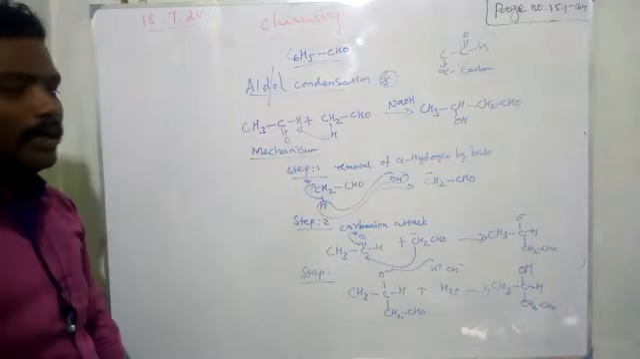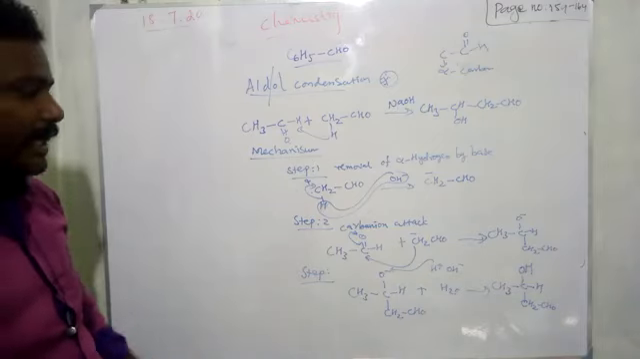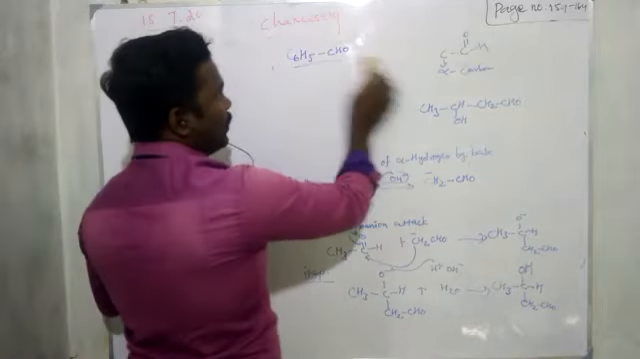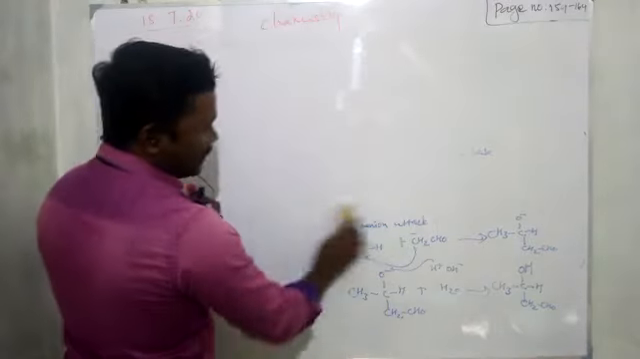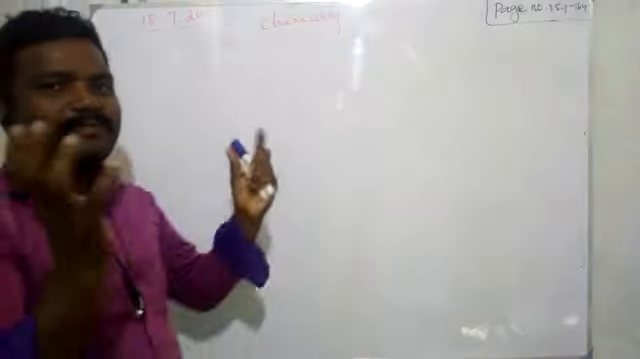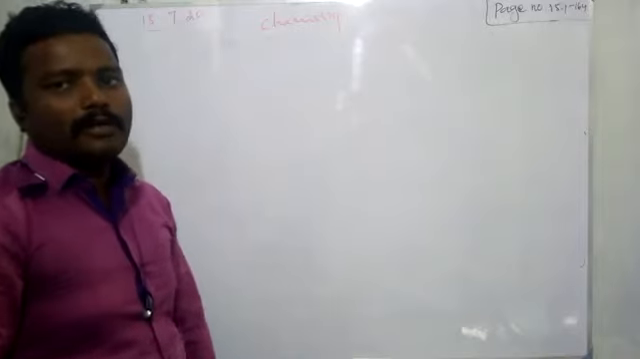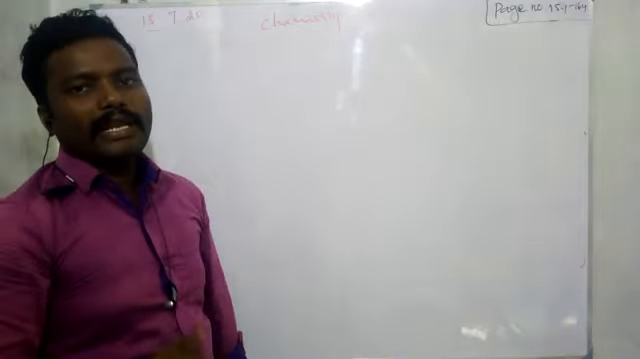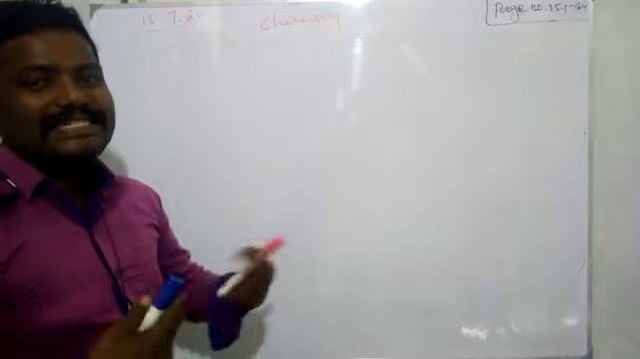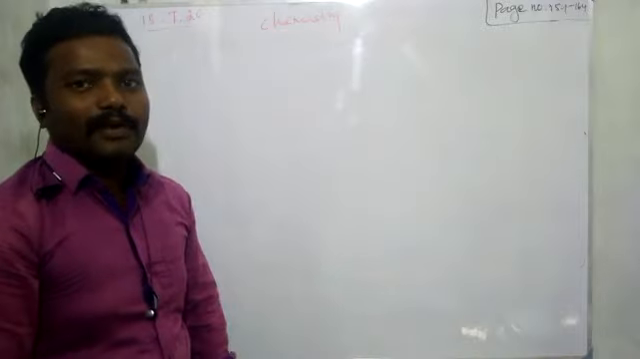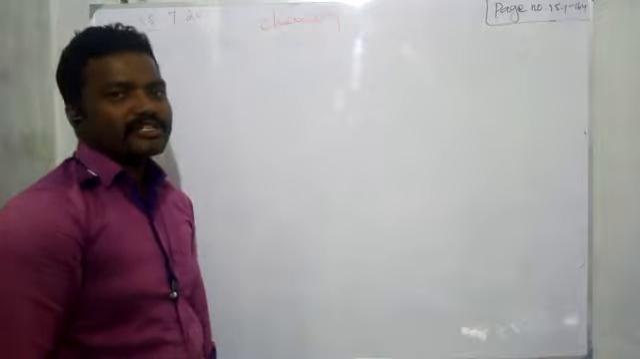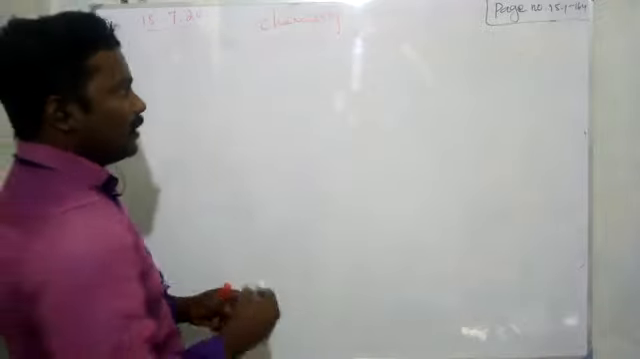Okay, so this is called the aldol condensation reaction. The mechanism of aldol condensation we have finished, right? Next we are going to learn about crossed aldol condensation. What do you mean by crossed aldol condensation? If you take similar aldehydes or similar ketones for the condensation, that is called aldol condensation. Dissimilar aldehydes, or dissimilar ketones, or one aldehyde and one ketone, if you take them for a condensation reaction, that is called crossed aldol condensation.